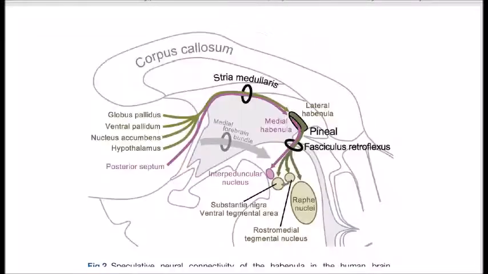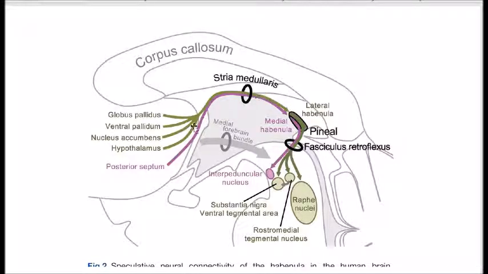You can better appreciate the habenula in this diagram here. So it turns out that this very small structure has very significant inputs. In green, we can see inputs from the basal ganglia, the globus pallidus, the ventral pallidum, the nucleus accumbens, the reward nucleus, and the hypothalamus.